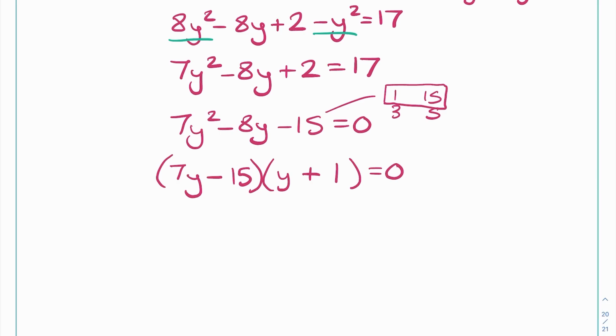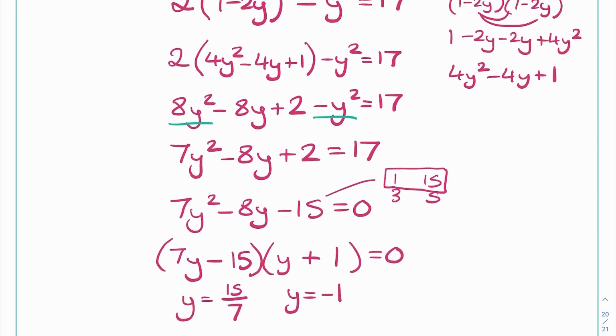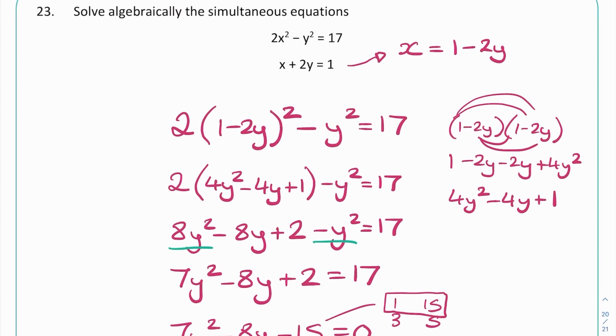The solution for the left bracket is going to be positive 15 over 7, and the solution for the right bracket is going to be negative 1. Remember just flipping the symbols there. So there's my two values of y. But they can easily be subbed back into one of the equations as we have a calculator.